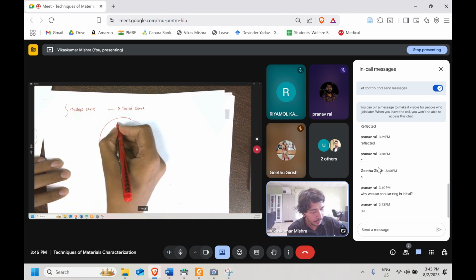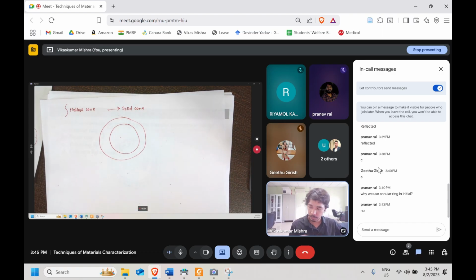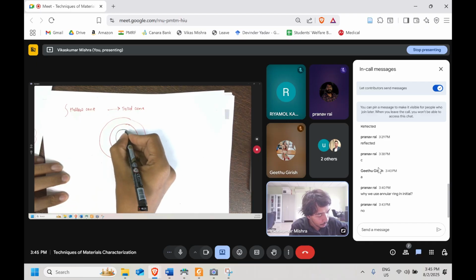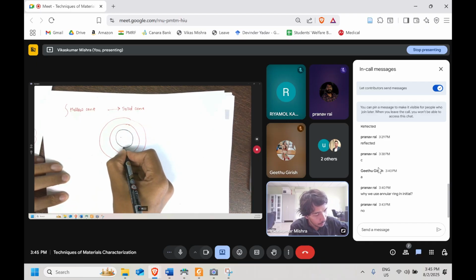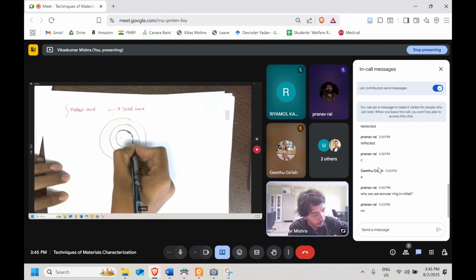Let us consider this beam, this section of the solid cone, and this section of the solid cone. Let's say they have some certain thickness, so they are two different sections.